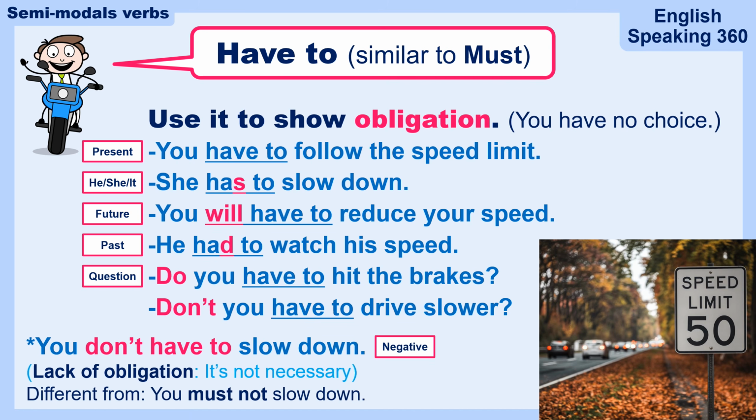Must not means you cannot slow down. You are not allowed to slow down. But you don't have to slow down means it's not necessary to slow down. You can slow down if you want or not. It's your choice.